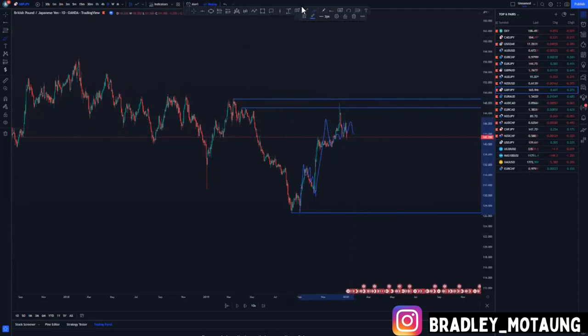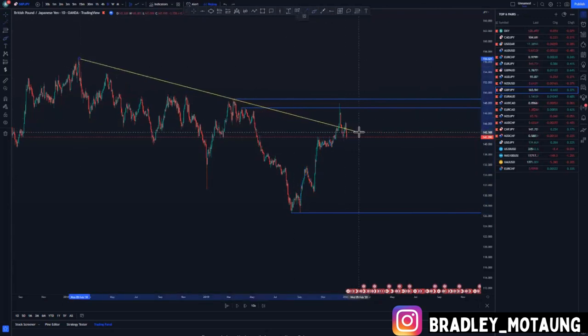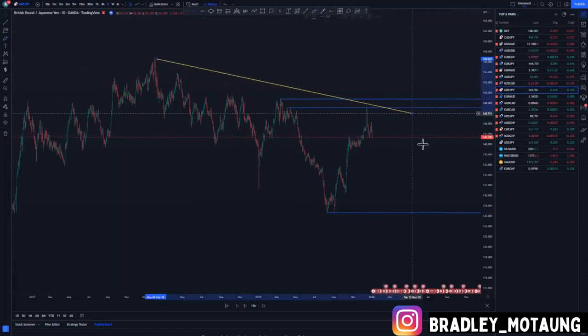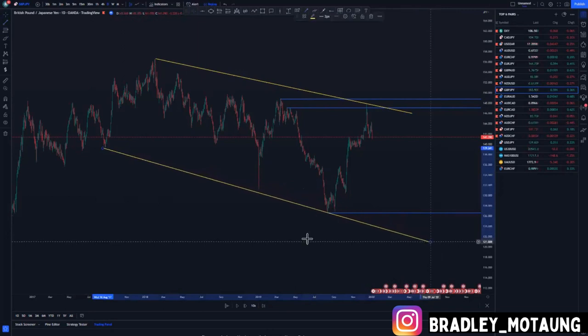So let's just draw out the case of evidence and then see what we will get. So this is another trend line here, giving us some type of a structure. And then if you have a question, you can just ask.